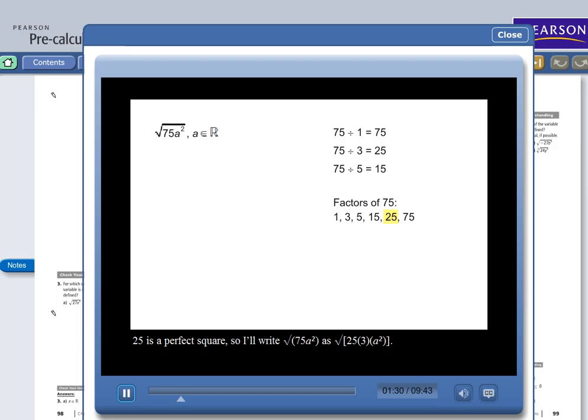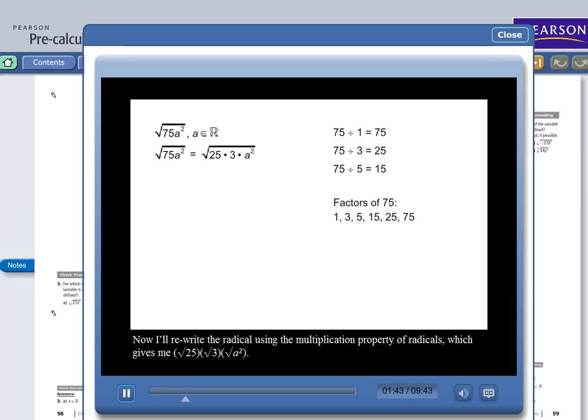25 is a perfect square, so I'll write the square root of 75a squared as the square root of 25 times 3 times a squared. Now I'll rewrite the radical using the multiplication property of radicals, which gives me the square root of 25 times the square root of 3 times the square root of a squared.